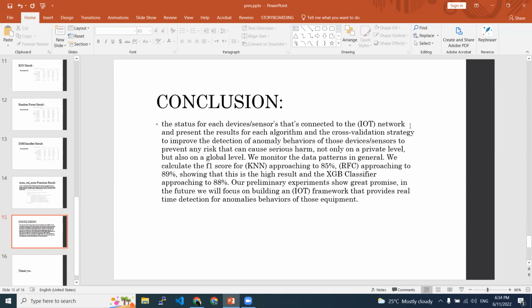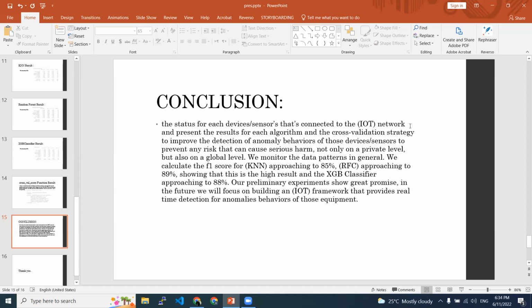Conclusion. The status of each device's sensors that connect to the IoT network is presented, with the result for each algorithm and the cross-validation strategy to improve the detection of anomaly behaviors of those device sensors, to prevent any risk that can cause serious harm, not only on a private level, but also on a global level. We monitor the data pattern in general.